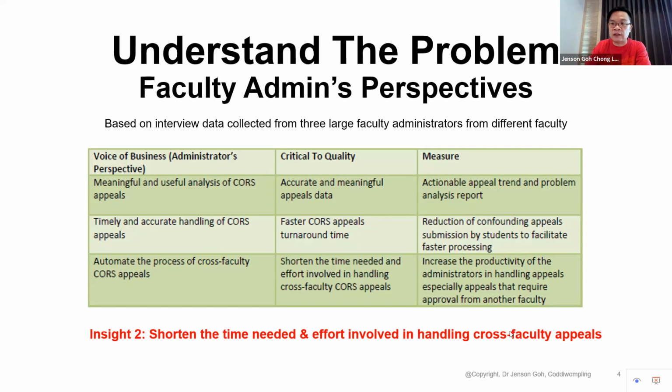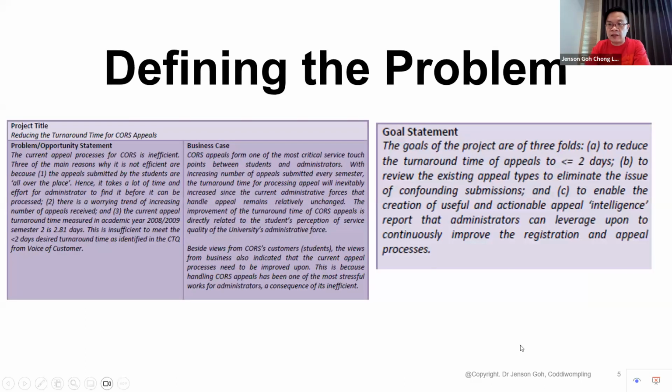So we wanted to see whether we can shorten the time and effort involved in dealing with this so that they can be more available to handle the faculty-related appeal, which they can then clear much faster, thus allowing us to reduce the perceived turnaround time from the student perspective. So with that, we came up with the problem, defining the problem. As you can see, we wrote it out, although this is a report that we submitted for the competition, but in your A3, obviously you need to make it more graphic. And then looking at the graphics itself, you can quickly understand this.